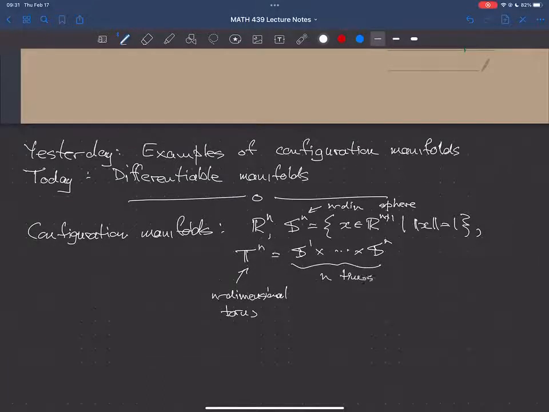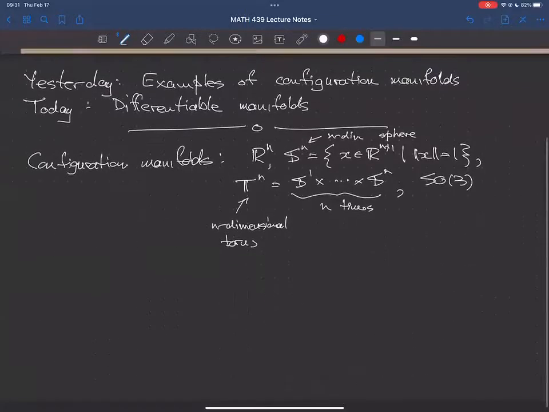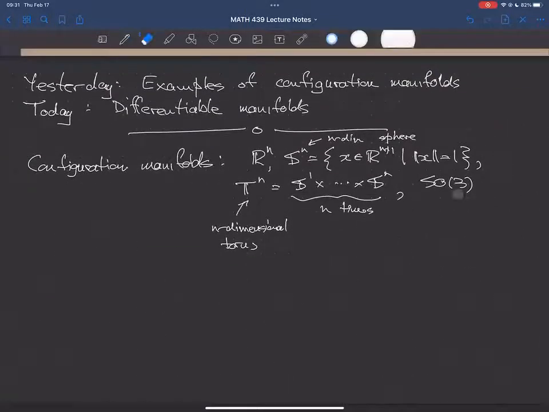Okay, and then we had another kind of thing that arose, which was the orthogonal group in 3 dimensions. And you can think of the orthogonal group in arbitrary dimensions. You do that like this. So these were the kinds of objects which came up when we talked about configuration manifolds for physical systems, okay?